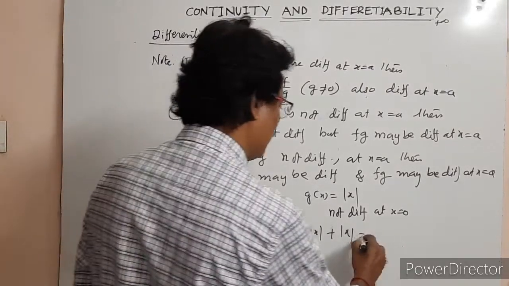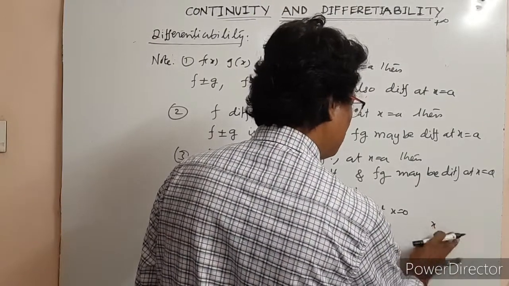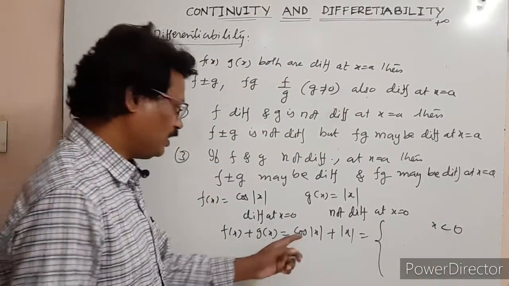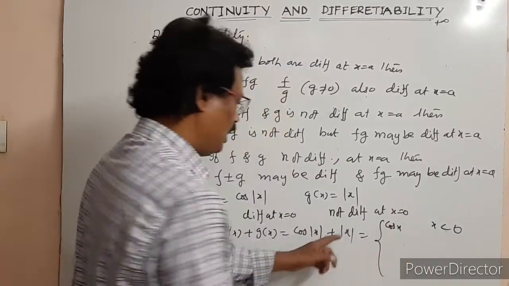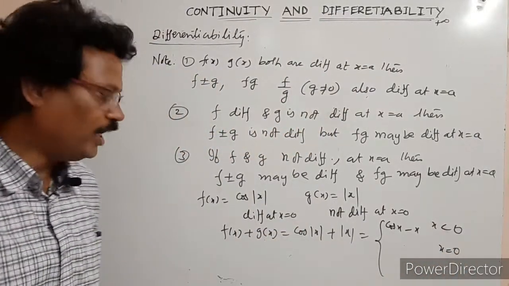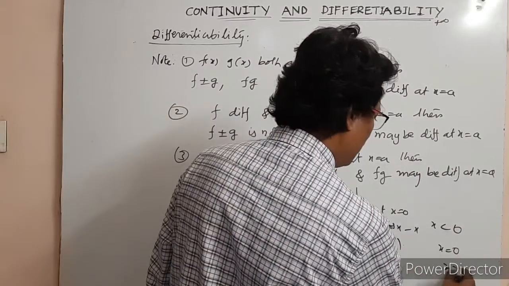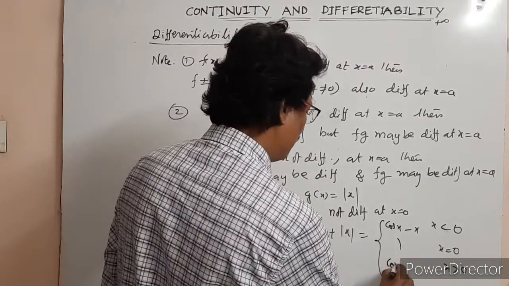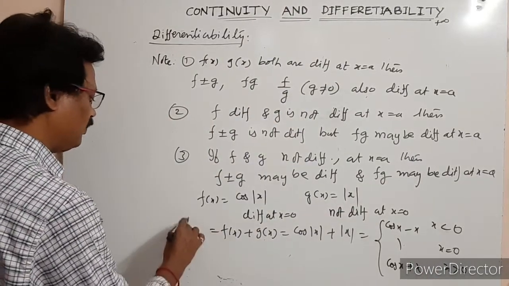Now how do we write this one? Suppose x is less than 0, I am taking first. If x is negative, mod x is minus x. Cos of minus x is cos x, and mod x is minus x. If x is equal to 0, cos 0 is 1 and mod 0 is 0. If x is greater than 0, this is a positive number, therefore cos x plus x we got. Therefore directly we are writing the derivative of this one.